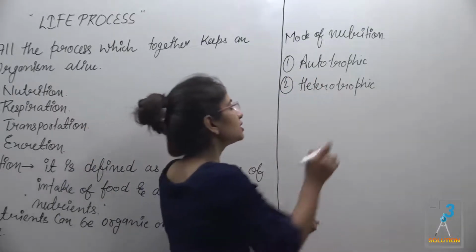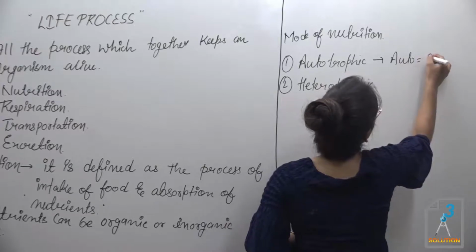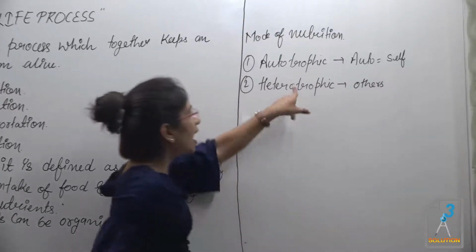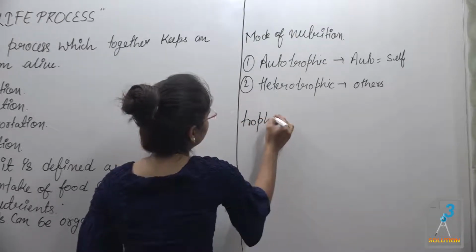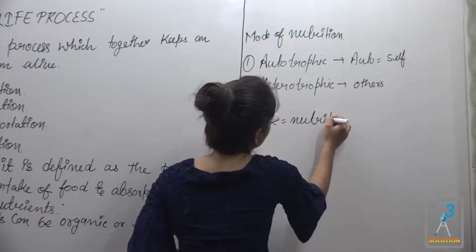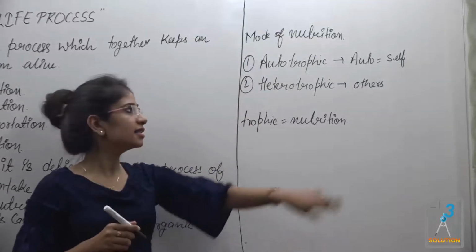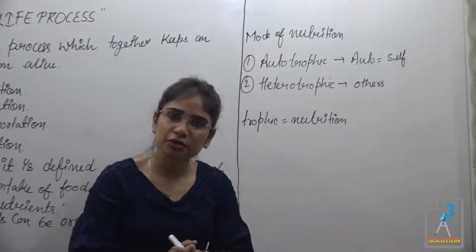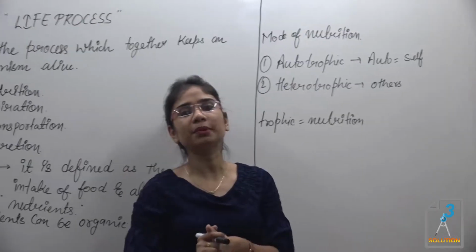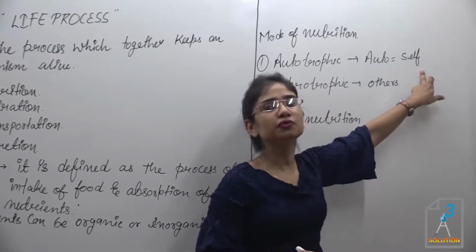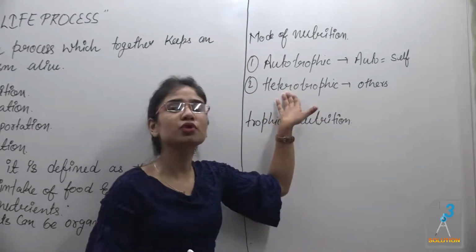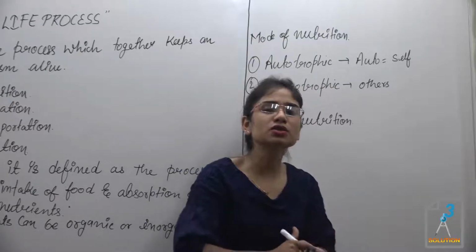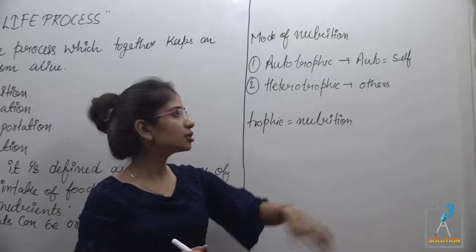The word auto means self, and hetero means others. And trophic means nutrition. Very simple. Auto means self and hetero means others. So it is very simple to us that the autotrophic mode of nutrition is that kind of mode of nutrition in which living organisms prepare their food by themselves, or they can make their food on their own. Next, the heterotrophic mode of nutrition means the animals which cannot prepare their food on their own, but are dependent on other plants or other animals for their nutrition. That is very simple to us.